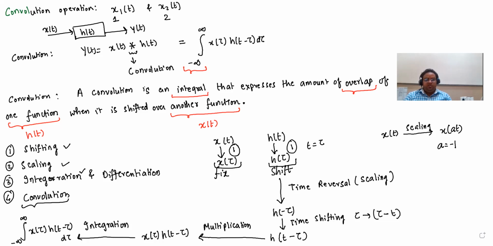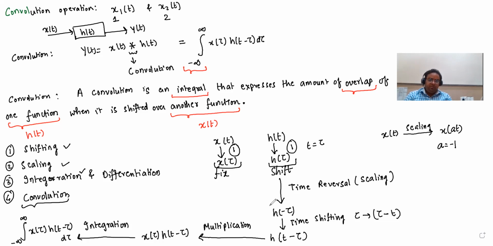In the manner that it involves these operations that I have enlisted here, one of the signals will be fixed and the other signal will be shifted, and then it will be time scaled, and then it will be multiplied with the fixed signal, and then it will be integrated. And finally, what we will obtain is basically the convolution, and that convolution is nothing but the mathematical operation that expresses the amount of overlap of one function, that is h of t in our case, when it is shifted over another function.